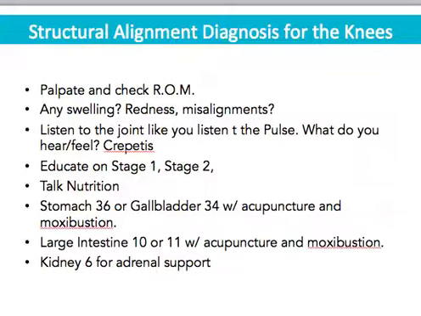So one of the things that you want to look at is, of course, you're checking the range of motion. So we're jumping into knees. Educate on stage 1, stage 2, stage 3, stage 4 arthritis. We'll jump into that just a little later. But if you look at stage 1, stage 2, that's where you have moderate, maybe stage 1 is about 10% loss of cartilage. Stage 2 is when you're closer to about 20 to 30% loss of cartilage. You'll start to have a little bit of osteophyte formation in stage 2.